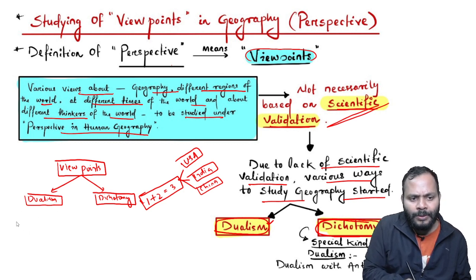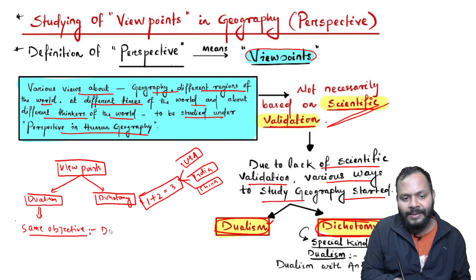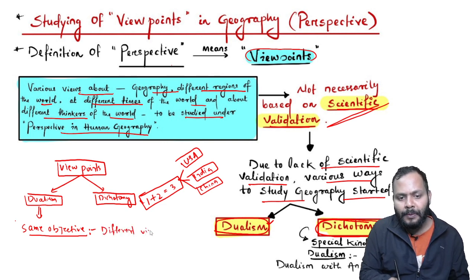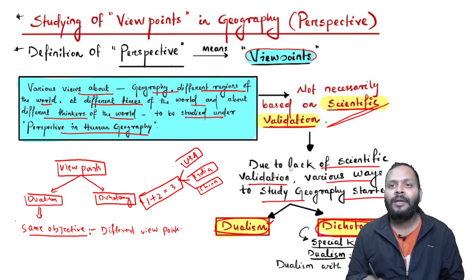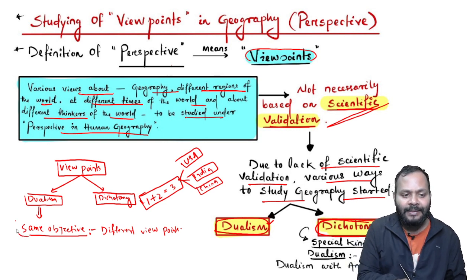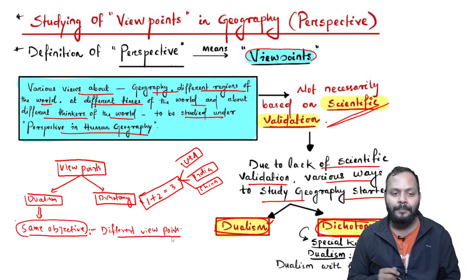So dualism is where there is the same objective and different viewpoints. Now let me explain. When I say this is the same objective and different viewpoints, what is that?